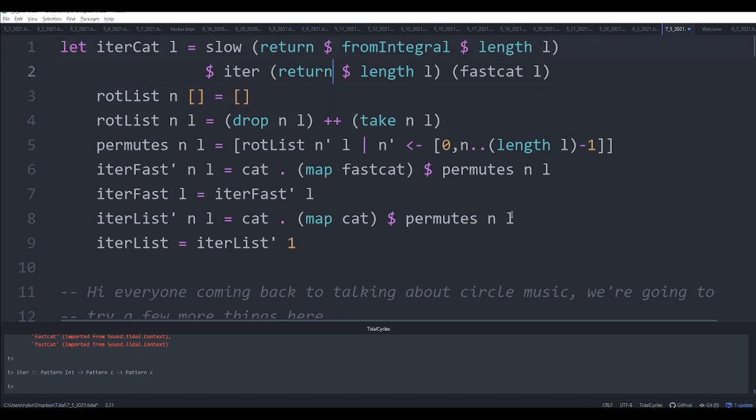I think I wanted to try was a little more of... So I have this new function since last night that I'm calling iter fast. It's basically iter list, except that it's got a fast cat in here. So then it's conjoining all the individual permutations, all the pieces together into one cycle instead of across multiple cycles. And so that's cool.